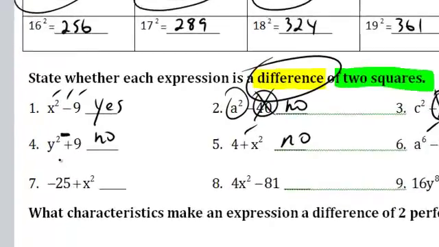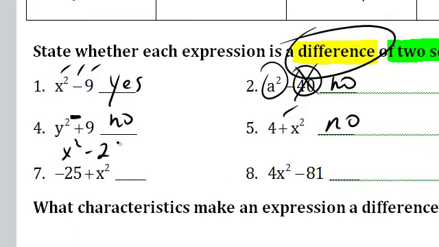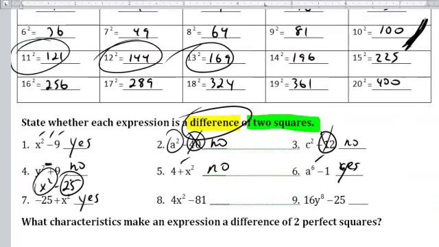This one, number 7, I can actually rewrite as x squared minus 25, which means yes. X squared is a perfect square and 25 is a perfect square, and there's a minus between them. Same thing with number 8. 4 is a perfect square, x squared is a perfect square, and 81 is a perfect square. So you're going to say yes. And again, this is even, and they're both perfect squares, 16 y to the 8th and 25, so we're going to say yes for that one as well.